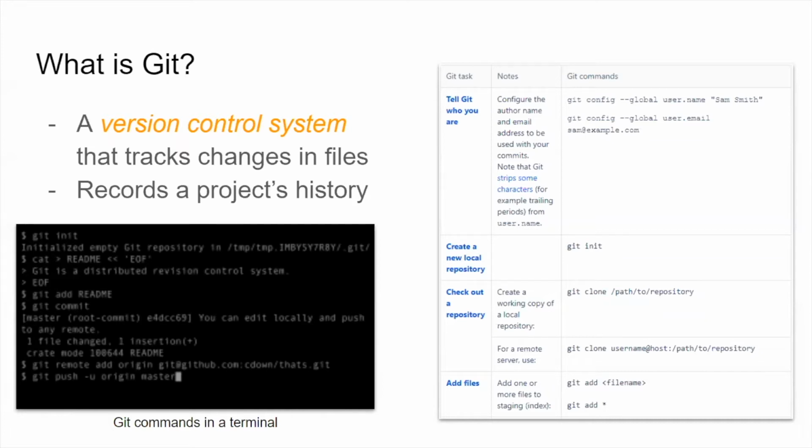Git does all of this through a user inputting Git commands through a terminal. So in the right photo, you can see there are examples of Git commands. So for example, the git init command creates a new local repository. So on the left photo, which is a photo of a terminal, this user used the git command git init, and you can see that it did initialize an empty Git repository.